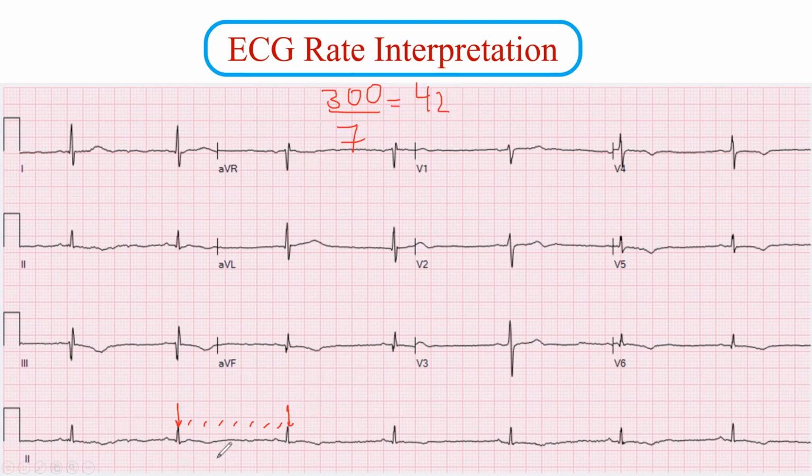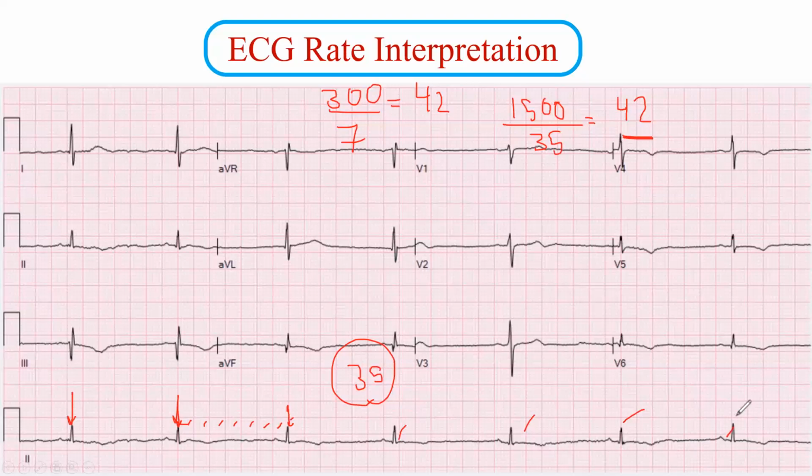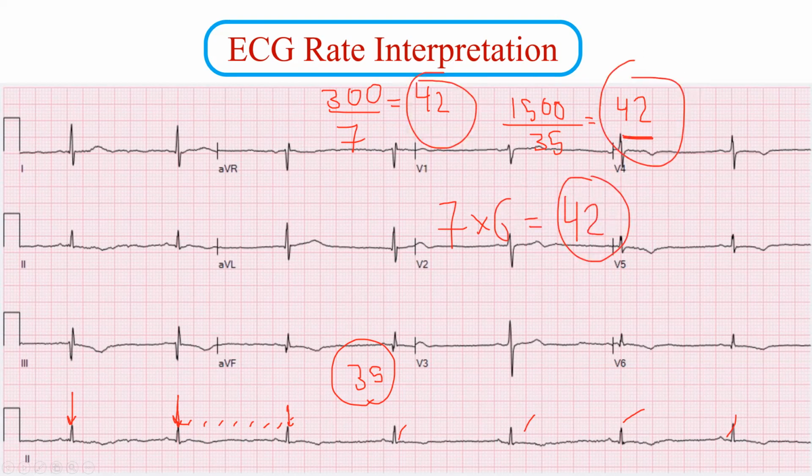Okay, what about the small square method? You can see here, it's exactly 7 large squares. And each large square is 5 small squares. So 7 multiplied by 5 gives me 35 small squares. So I say 1,500 divided by 35, this also gave me exactly 42 beats per minute. And the most accurate method is the R wave method, where you calculate all the R waves: 1, 2, 3, 4, 5, 6, 7, and you say 7 multiplied by 6, and this gives you 42. Look here, all three numbers are the same because the ECG is pretty regular.